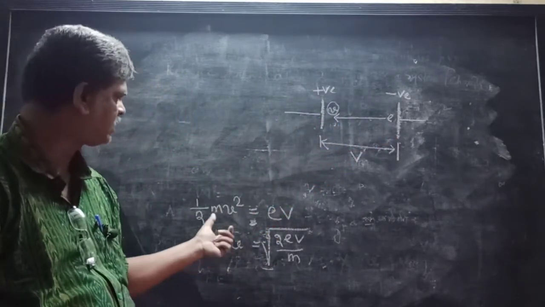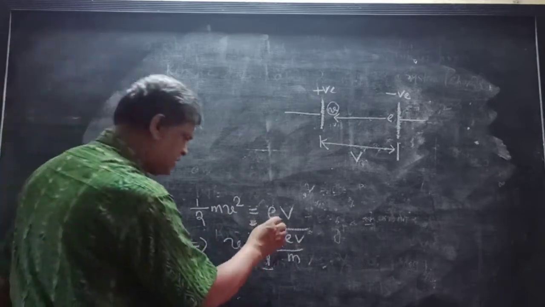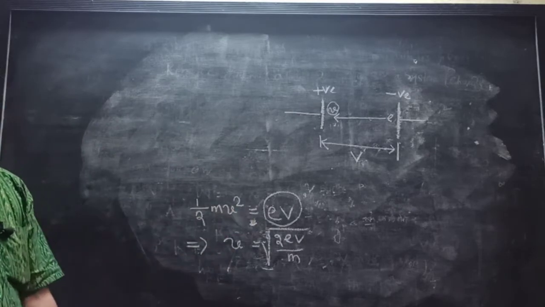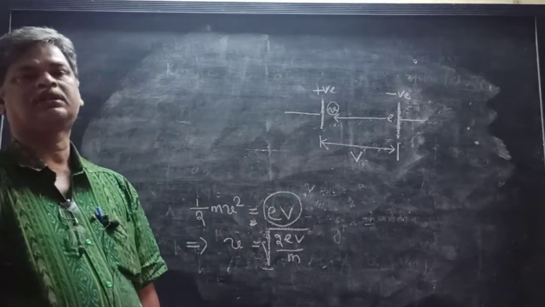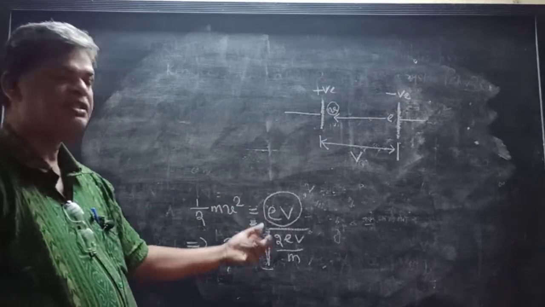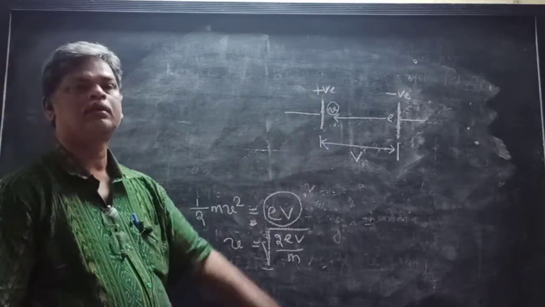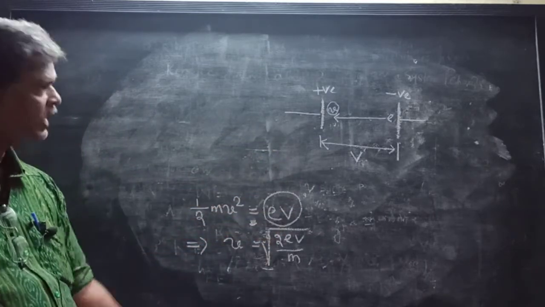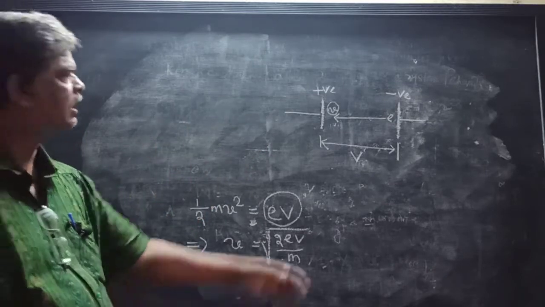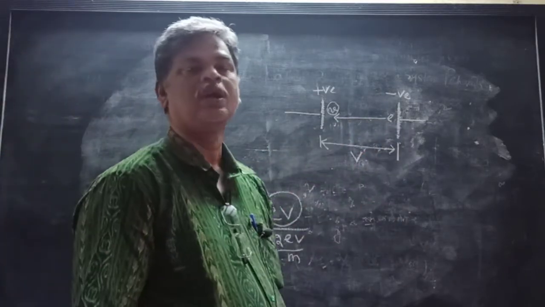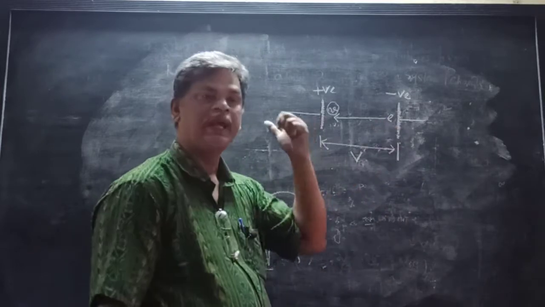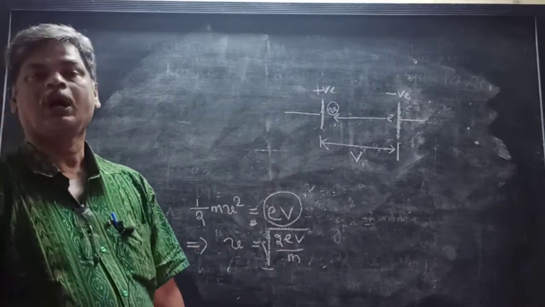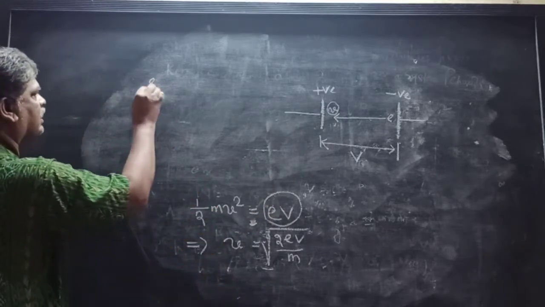Now the kinetic energy is half mv square is equal to eV, and this is known as the electron volt. So what is the electron volt? It is the energy possessed by an electron when it is accelerated in a potential difference of 1 volt. If an electron accelerates in a potential difference of 1 volt, then the energy of the electron is 1 electron volt.